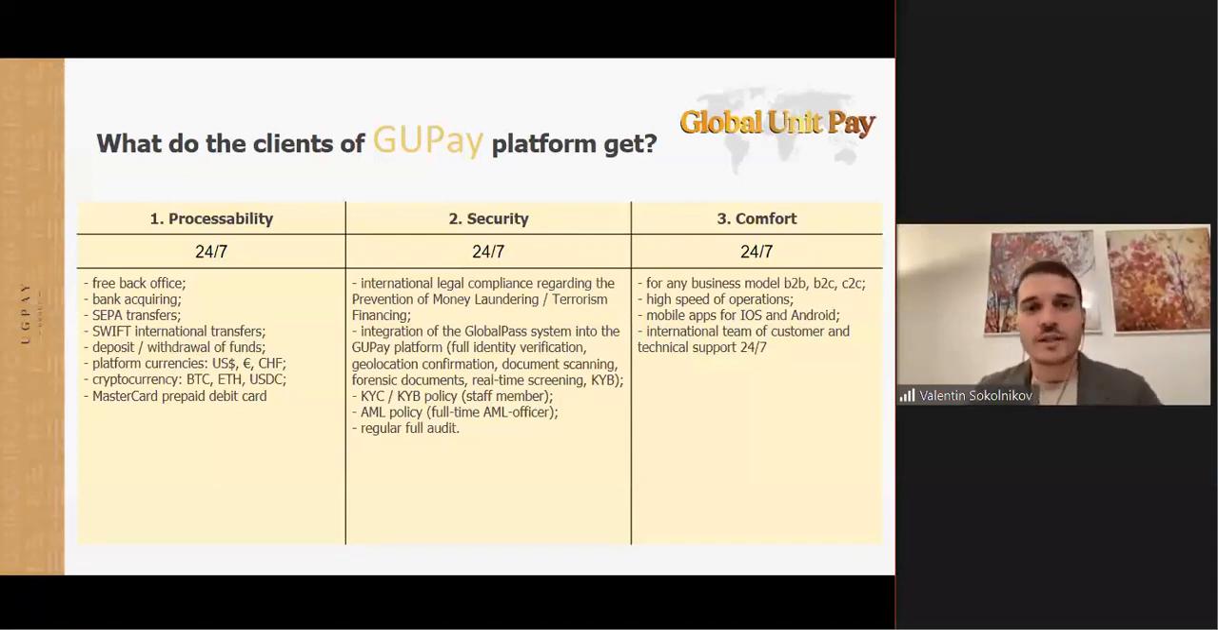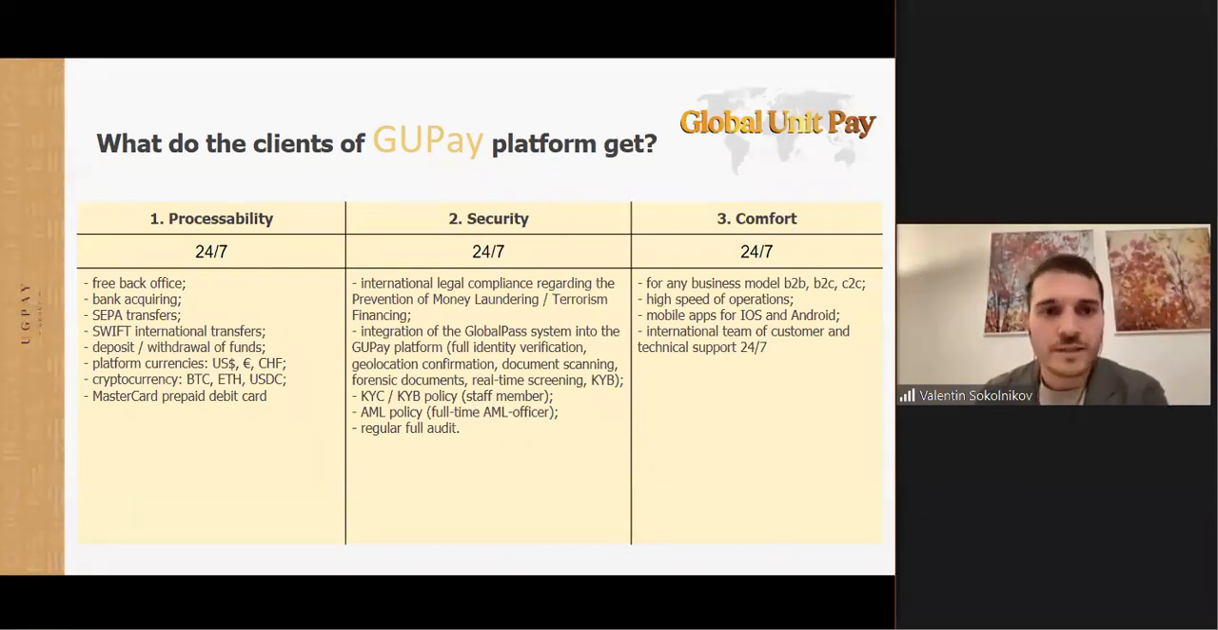Some say I already went through the verification. Some say they didn't. So what does the client of the UG Global Unit Pay platform get? It's safe payments, convenient payments, and the service that the clients get. It's continuous work, continuous online presence. You can make any kind of payments, any kind of money-related transactions 24/7.